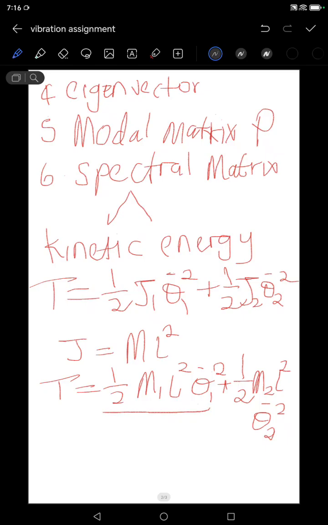So the derivative of half m1 l squared theta 1 dot squared, what is it? We're just going to take this 2 and multiply with the half. It's going to be 1. That's how we differentiate. So we're going to be left with what?